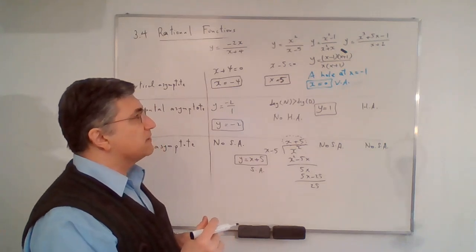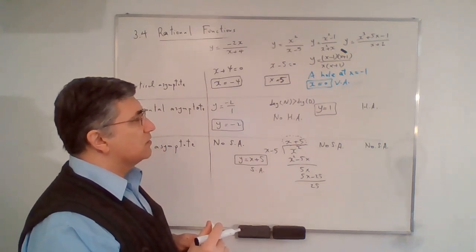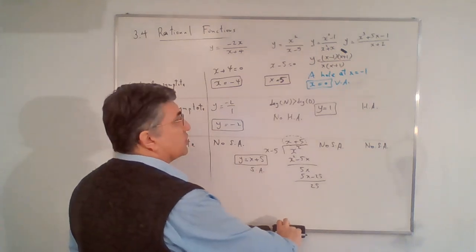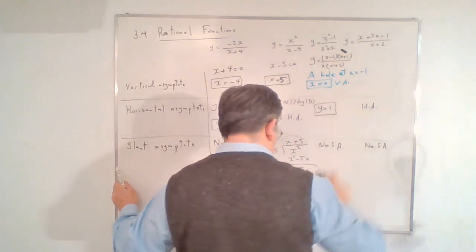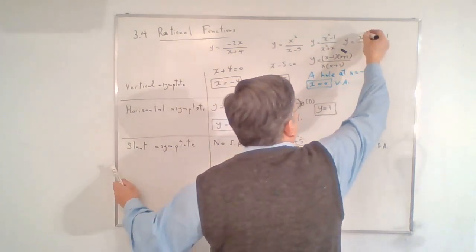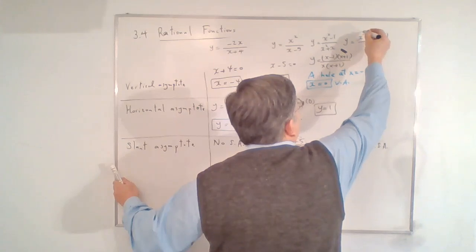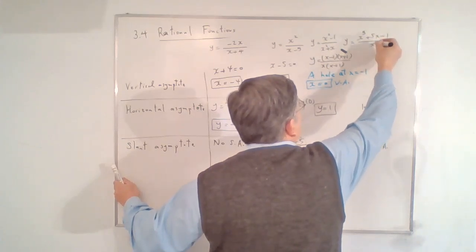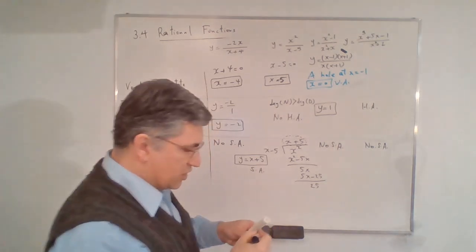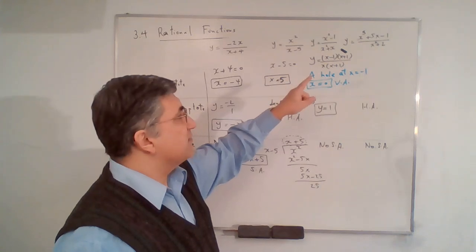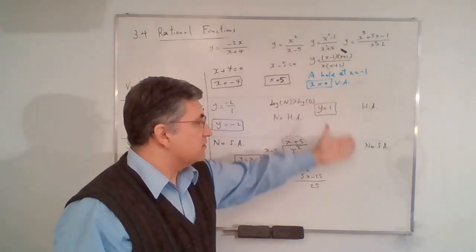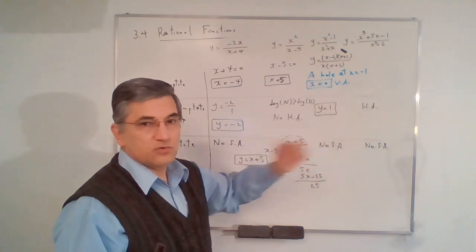But in order to make the question more exciting, I'm going to change these exponents if you don't mind. I'm going to change that 3 to 5, and then at the bottom I'm going to put x squared. So the bottom, I change it to x squared plus 2. The top is x to the 5 plus 5x minus 1. So again, same issue. No horizontal, no slant asymptotes.